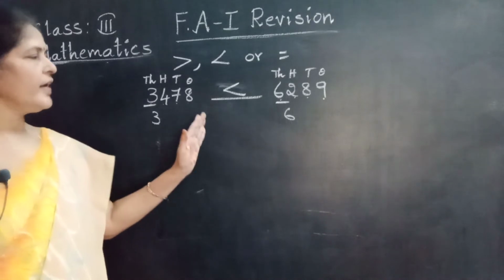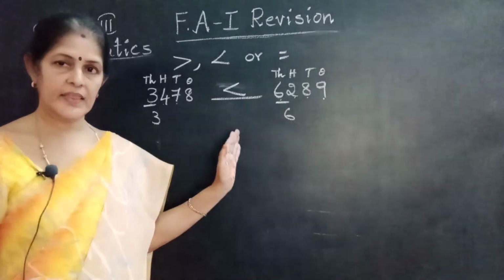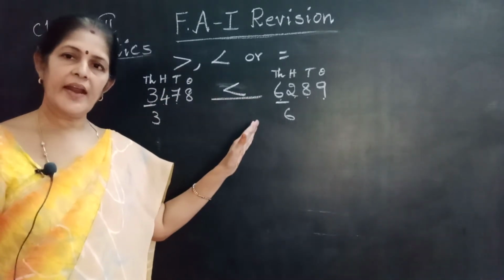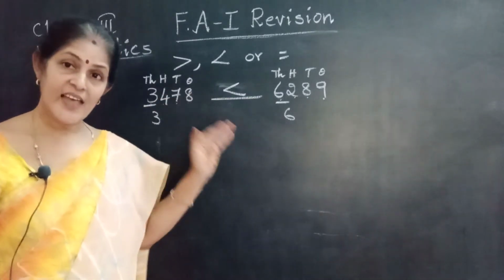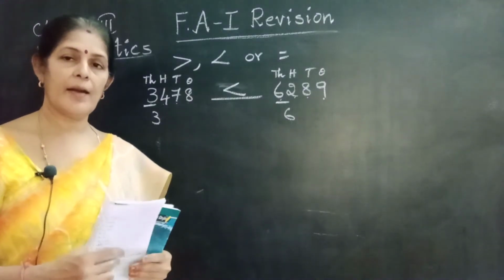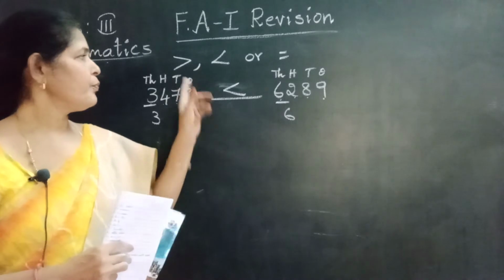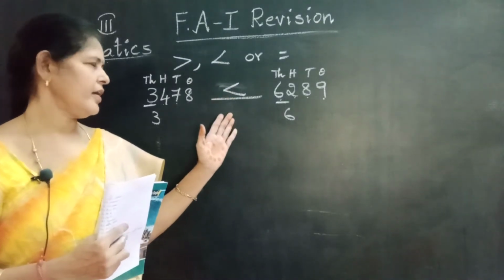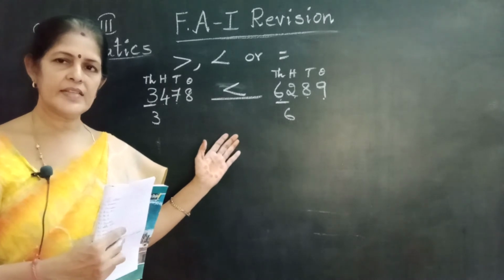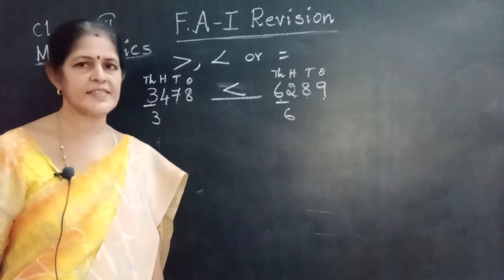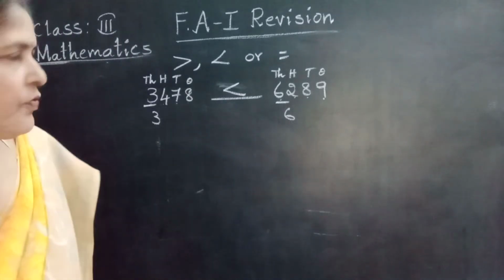We compare thousands to put the symbols. If the thousands place is the same, we compare hundreds. If hundreds are also the same, we compare tens. Like that we compare the given digits and put the correct symbol. I sent these examples in the revision sheet. You practice in that sheet. Okay? Next one.